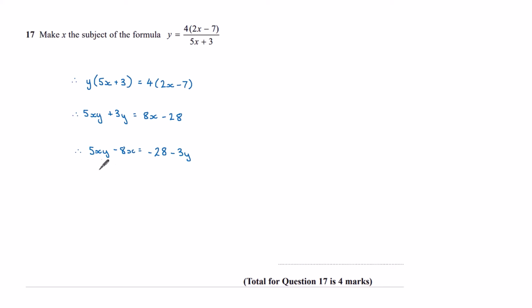Now with all my x's on the left-hand side here, I can factorize. So I can take the factor of x out. So this is x lots of 5y minus 8, which is equal to my minus 28 minus 3y. And now finally, to write x is equal to something in terms of y, I want to divide by this 5y minus 8. And so my x value is equal to minus 28 minus 3y divided by 5y minus 8.